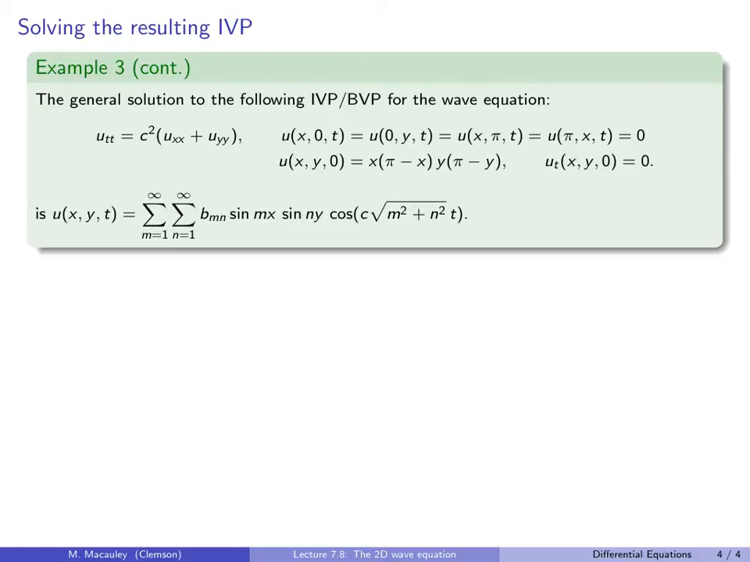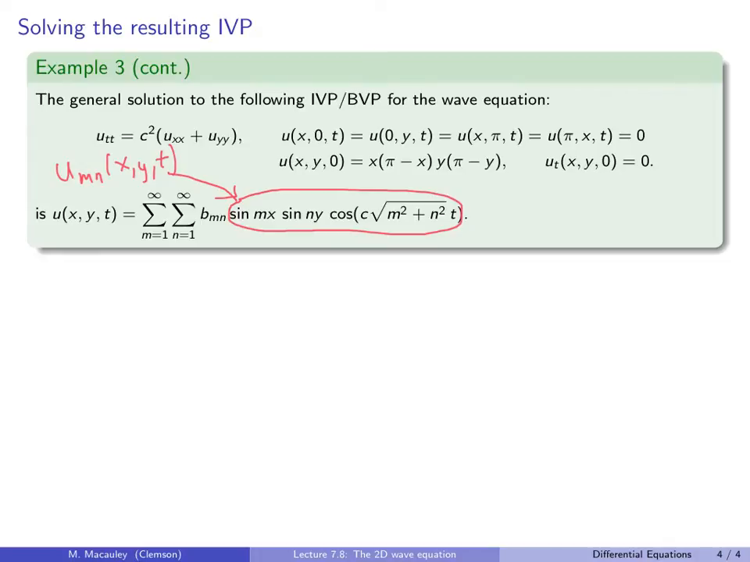So recall that for every m and n pair, we got a solution that looked like this. I called this umn of x, y, t, sorry about that. So this is our fundamental solution for m and n. In the one-dimensional case, we just had this for only the x direction, but now we have the x direction and the y direction. So by superposition, we can take arbitrary linear combinations of this and get a solution like this, assuming that this actually converges to a function.